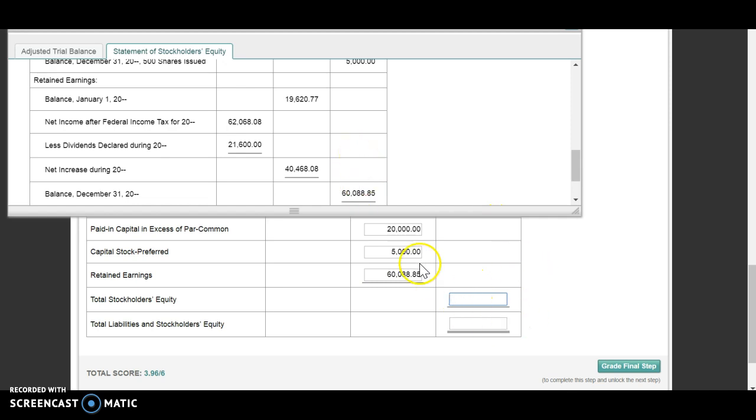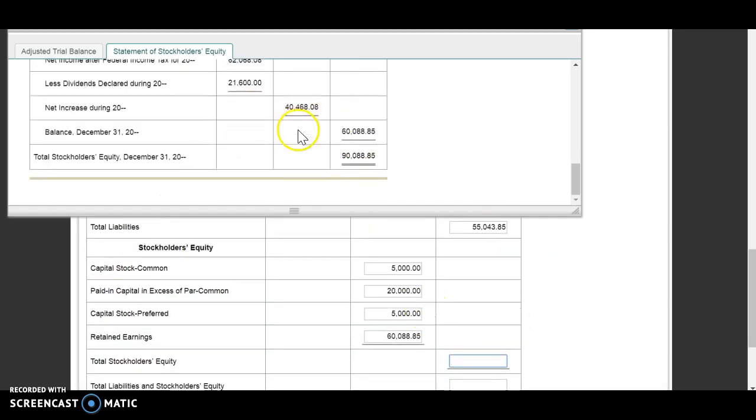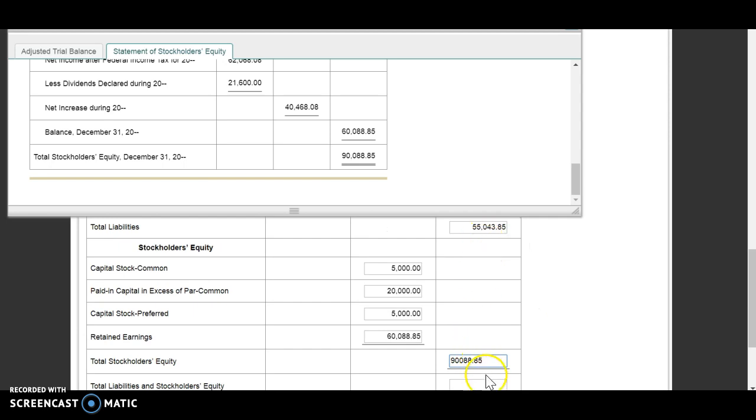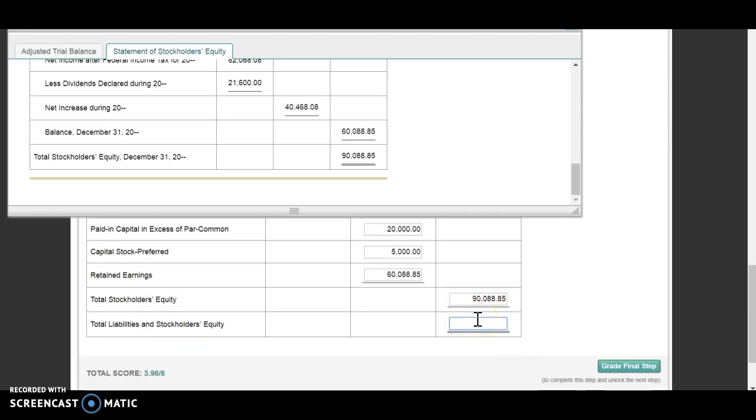We're going to add those four together to get our total stockholders equity. We want to probably add those up again just to double check, but this number and this number should equal. It should be $90,088.85. If those two numbers do not equal, we have a problem. And then we need to add up our liabilities and our stockholders equity, so we're going to add these two numbers together. $145,132.70.